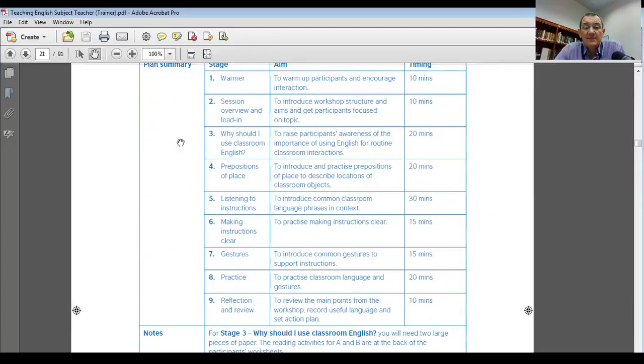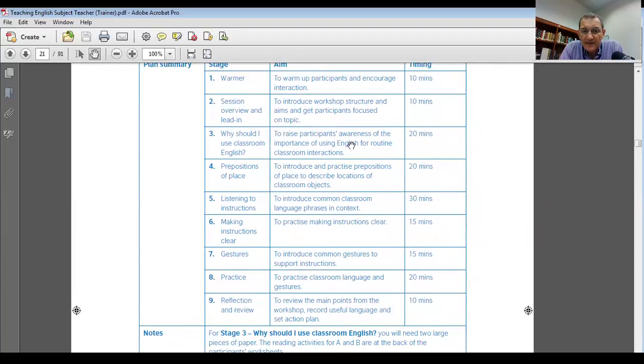Now, step 3 is a question: why should I use Classroom English? So for 20 minutes, in this one, you'll get them to work in two groups, or in groups of A and B, and they will work on different questions and then exchange answers so the other group can expand upon the ideas that the first group did. So they'll write ideas on a sheet of paper and then swap with another group, and the other group will add to it.